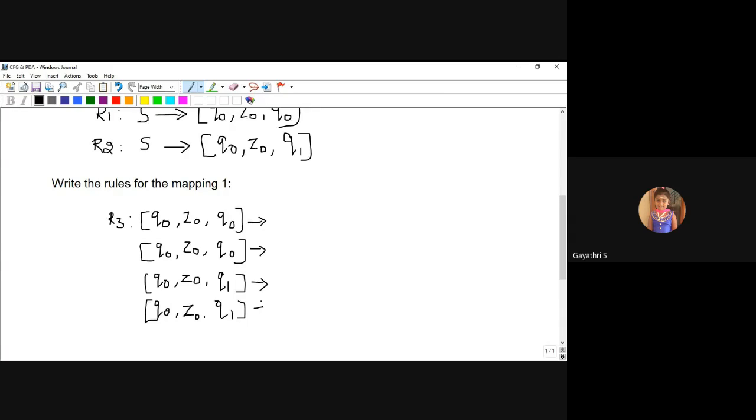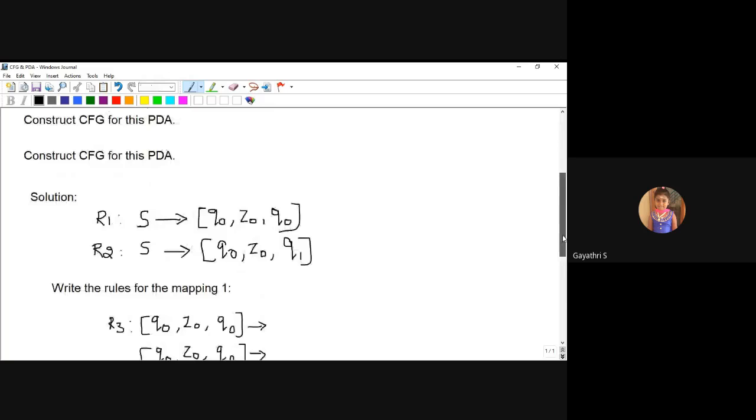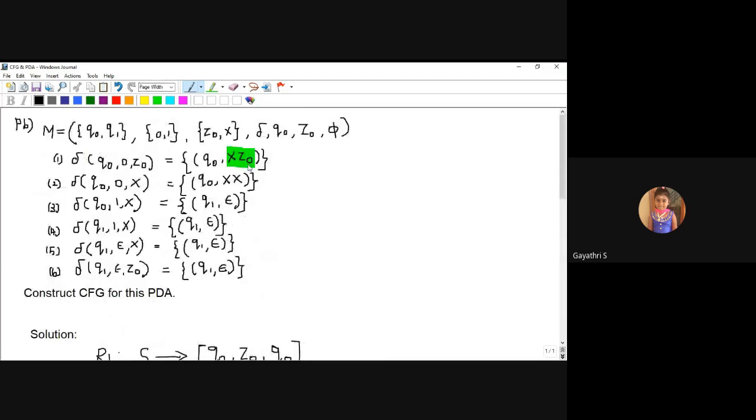So the number of variables, that is here x z naught, like non-terminals in the production, x z naught, the number of variables is 2. So there are 4 possibilities for the single mapping. So almost the left side is over.